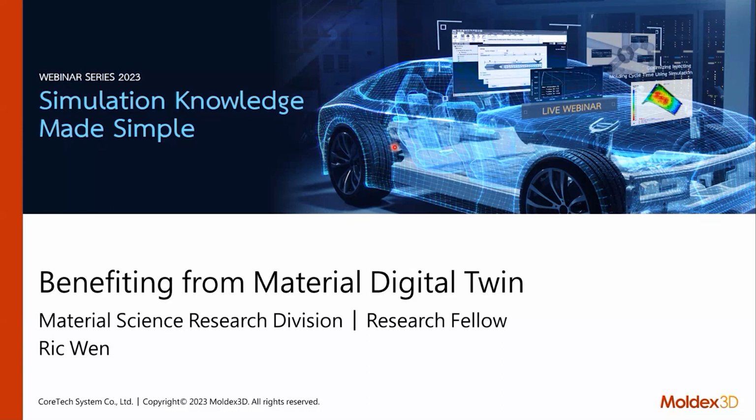I'm a research fellow in the Division of Material Science Research at Model 3D. Today, I'm very happy to present our published innovations regarding digital twin.